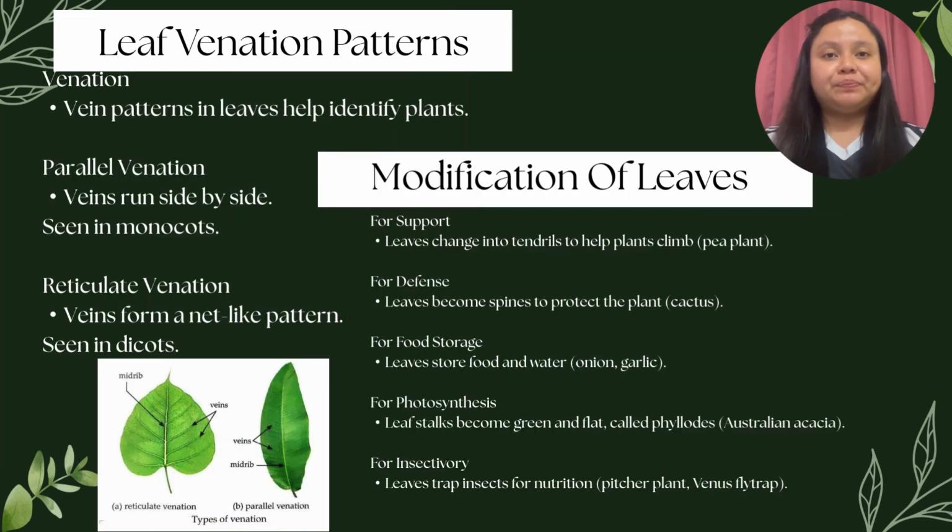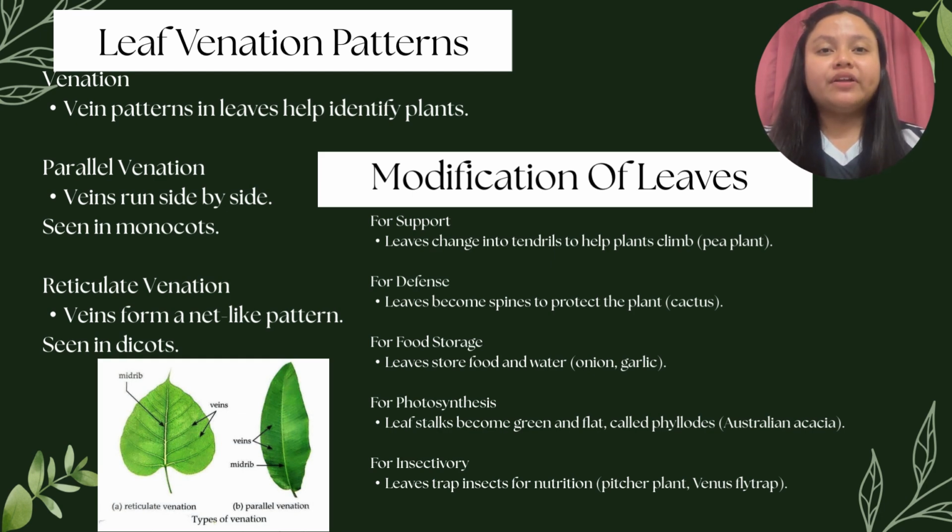For leaf venation patterns and modification of leaves: leaf venation is the pattern of veins in a leaf. Parallel venation has veins running side by side and it's found in monocots like grass and maize. While reticulate venation has a net-like pattern and it's found in dicots like mango and hibiscus.